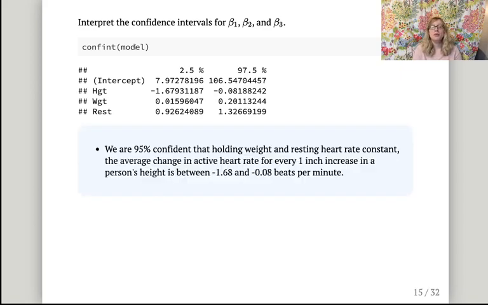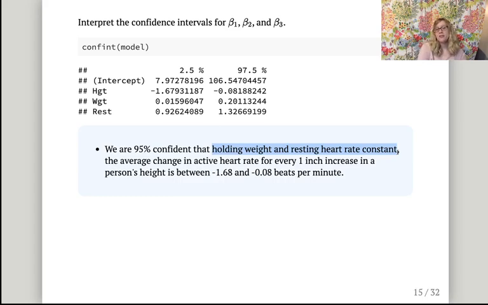So for example, we might interpret the height coefficient like this. We're 95% confident that holding everything else constant, so weight is not changing, resting heart rate is not changing, the average change in heart rate for every 1 inch increase in a person's height is between negative 1.68 and negative 0.08 beats per minute.